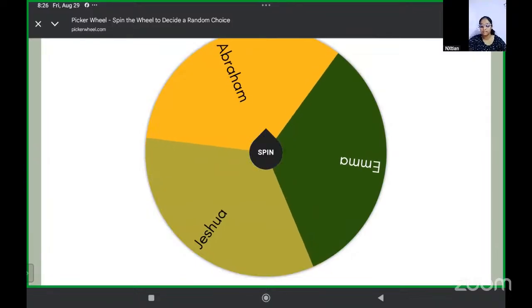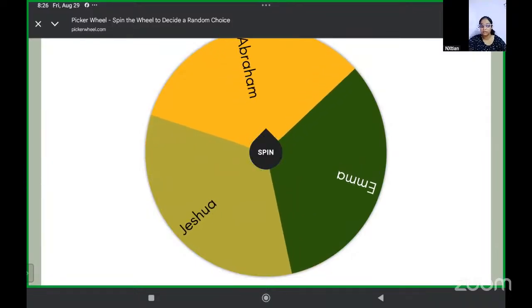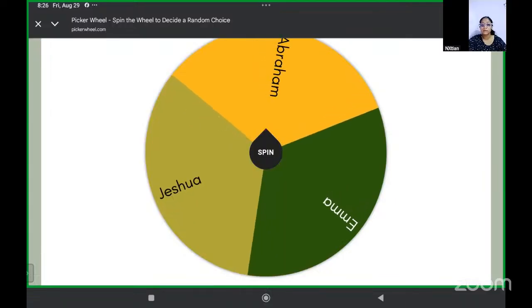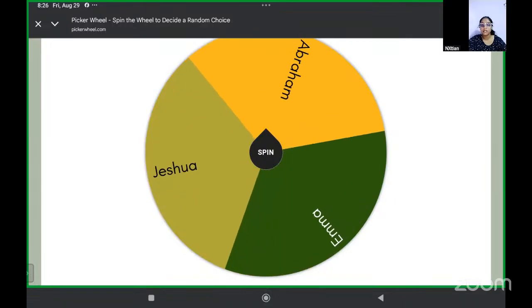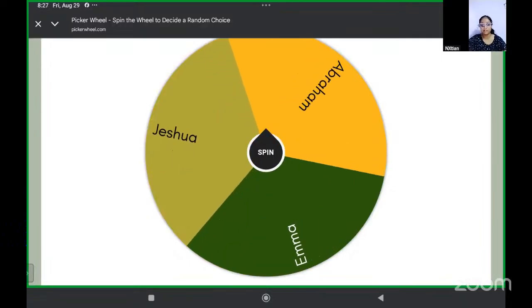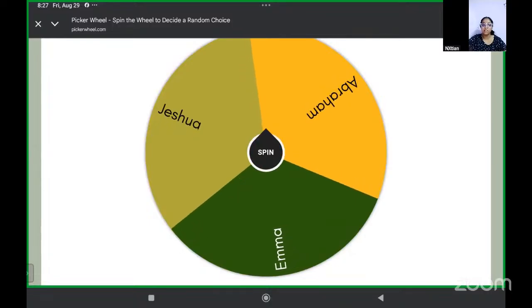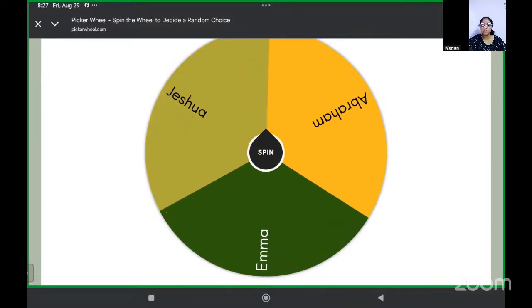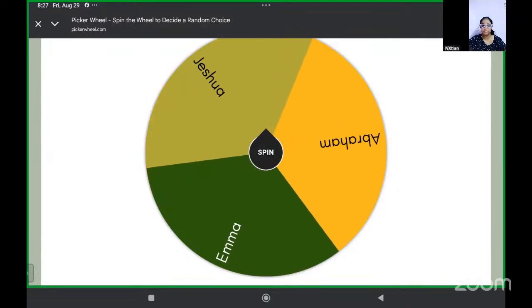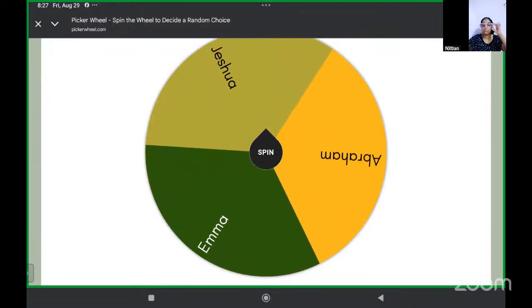Joshua asks, are you allowed to say pass, if you don't know the answer? No, no pass. If you don't know the answer, you just tell me you don't know the answer. You're not allowed to pass, but just let me know. Okay, so let's spin the wheel.